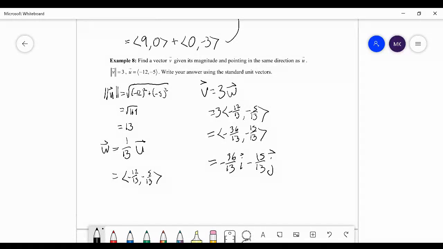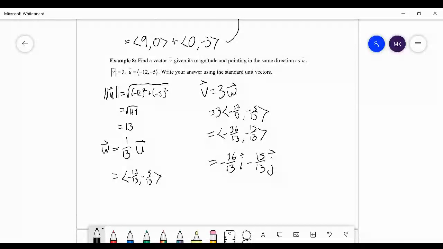So because we wanted it to have a magnitude of 3, be in the same direction as u, now you could say, well, why didn't we just, instead of doing this unit vector w, find the magnitude of u and then multiply by 3/13? And that would absolutely work. But it just makes it a little bit skipping steps, and it may be a little less obvious why we do that. But doing it this way really breaks it down for us. We can see where all of these pieces come together.